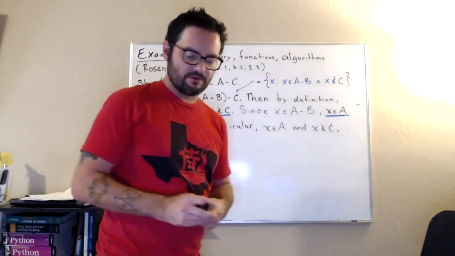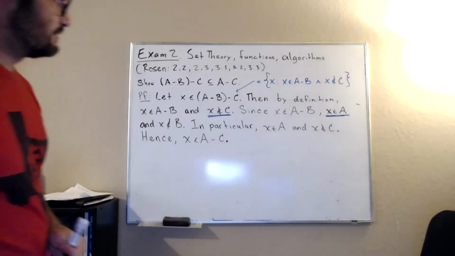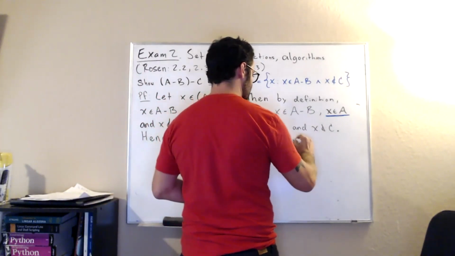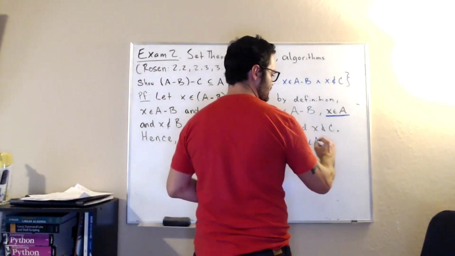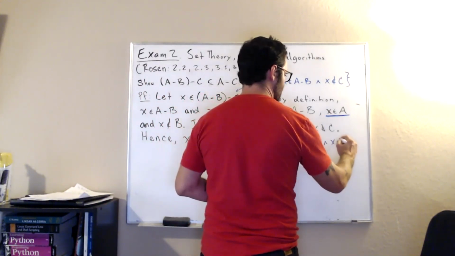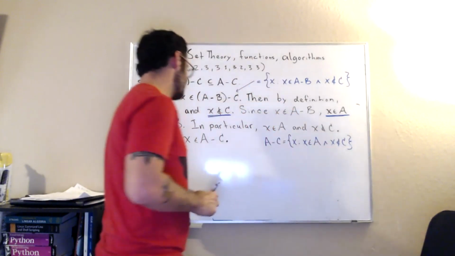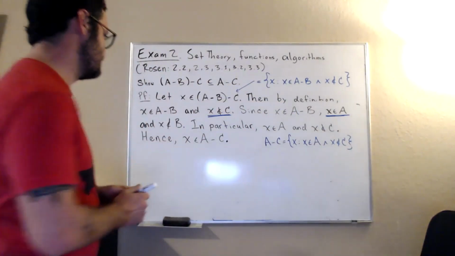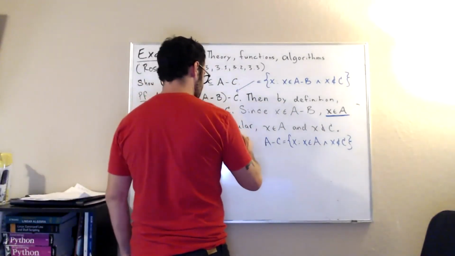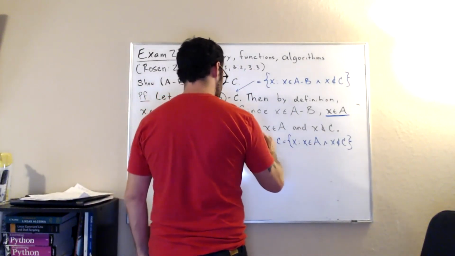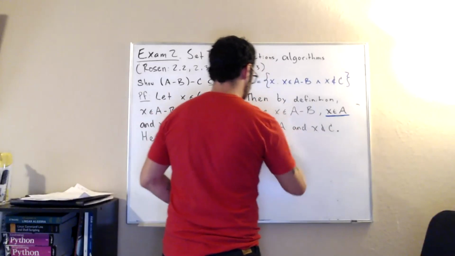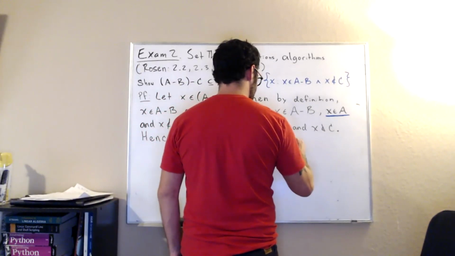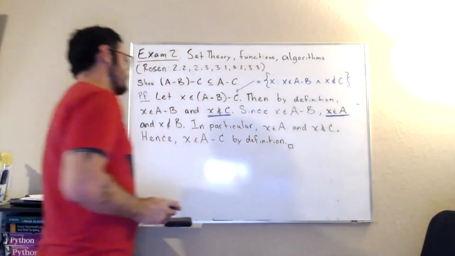Because that's the definition of A minus C, or A set difference C, right? Just recall that A set difference C is the set of all x such that x is in A and x is not in C. So since x is in A and x is not in C, then that, I guess you might want to say, is by definition. Okay. And that's the end of the proof.